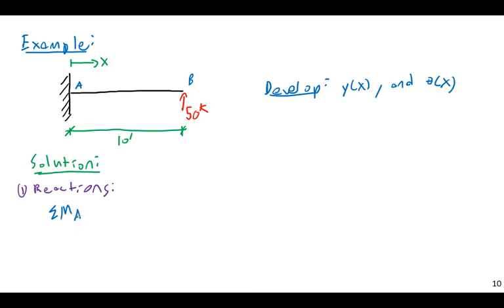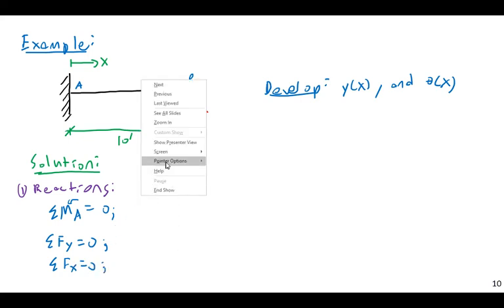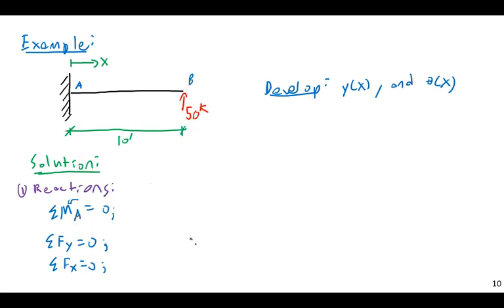Sum of moments about point A is equal to 0. Sum of forces in the y direction is equal to 0. And sum of forces in the x direction is equal to 0. So let's work through each of these. Again, if you do not know how to do this, oh boy.